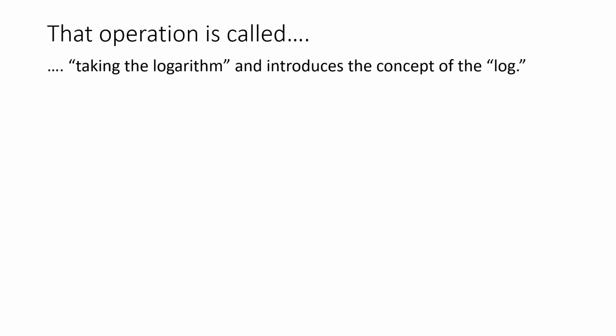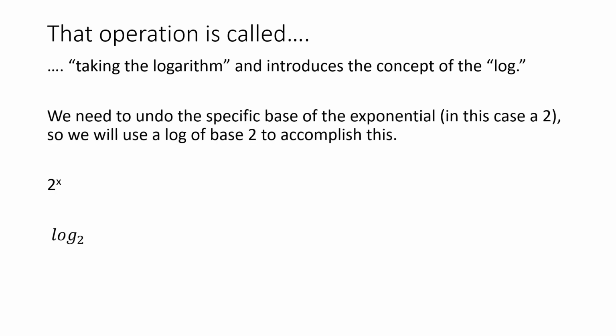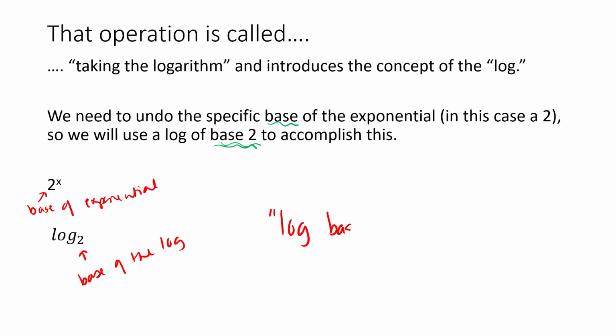So here's what it looks like. We need to undo the specific base of the exponential, in this case a 2, and we're going to use a log of base 2. So the base of the exponential is the base that we need to undo. And just to review the vocabulary, this is the base of the exponential, and this right here is the base of the log. The way I would read that is log base 2. And you'll notice that the 2 is a subscript.